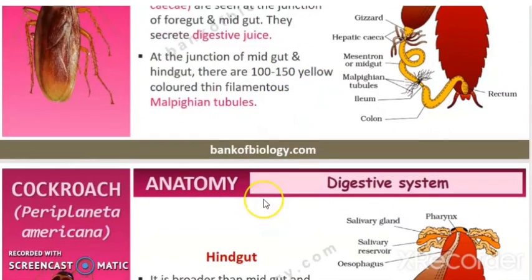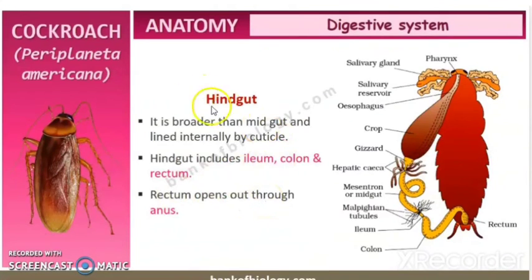Now last, moving on to the next part, which is the hindgut. This hindgut is broader than the midgut. You can see it here. This is the hindgut, this is the midgut. So it is a little narrower and this is a little broader. And it is differentiated into ileum, colon and rectum. So this hindgut is divided into ileum, colon and rectum, right?